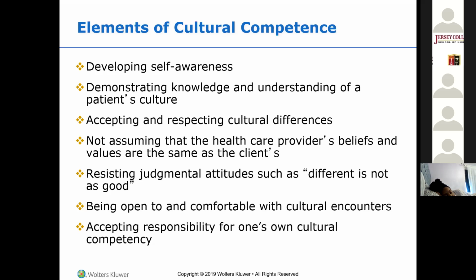Don't assume that the healthcare provider's beliefs and values are the same as the client's, okay? Because we know that's not true, right? How many of you have children? I do. How many of you have had arguments with your pediatrician about your values about raising your kids? I have. I definitely have.